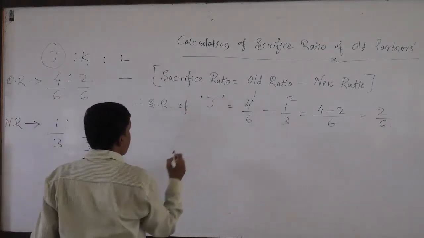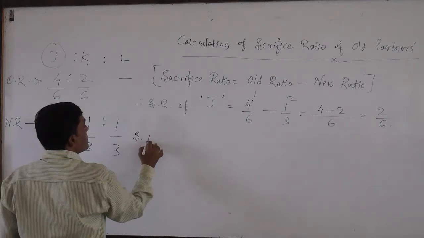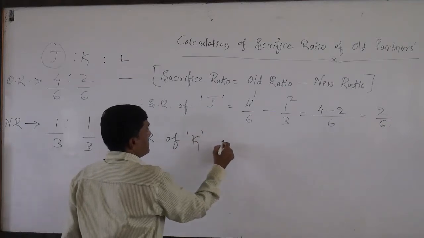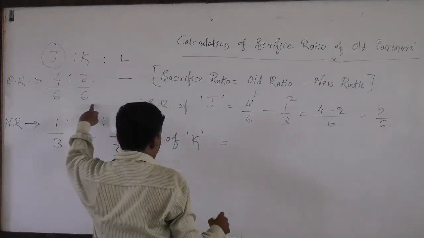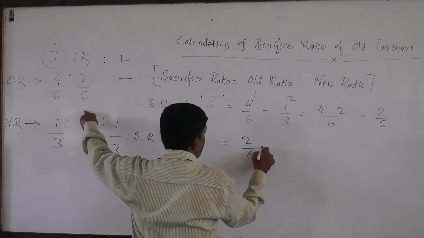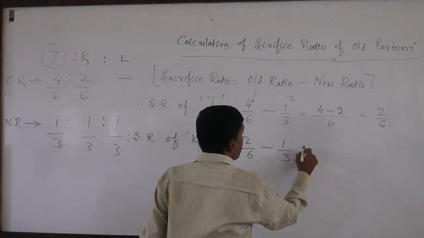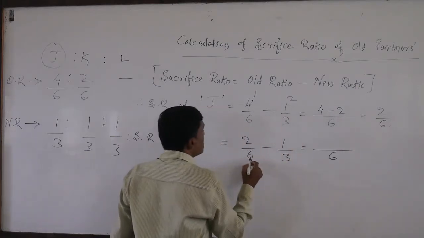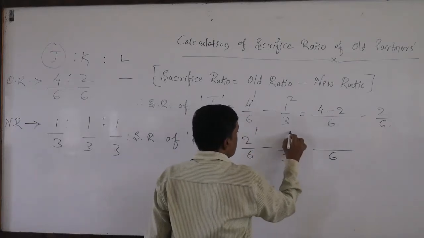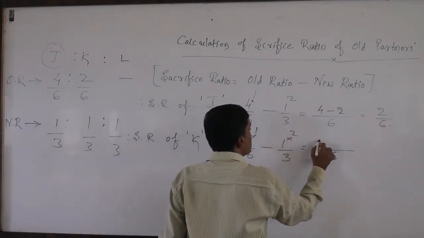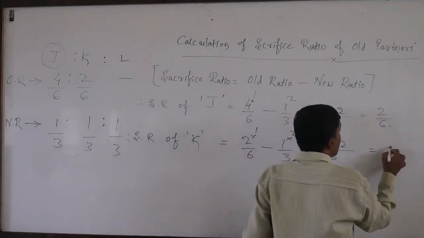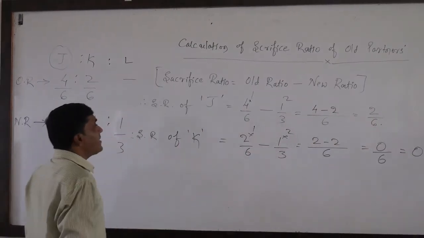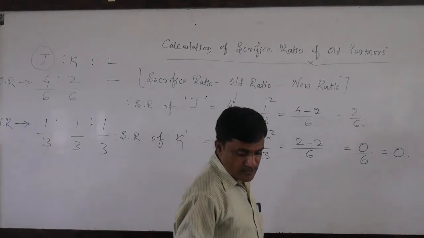So next, the sacrifice ratio of K is equal to his old ratio, 2 by 6, and his new ratio is 1 by 3. The LCM between 6 and 3 is 6. 6 ones are 6, 3 twos are 6. So 2 ones are 2 minus 2 is equal to 0 by 6, which is equal to 0. Okay, this is quite a different answer. So look here, dear students.